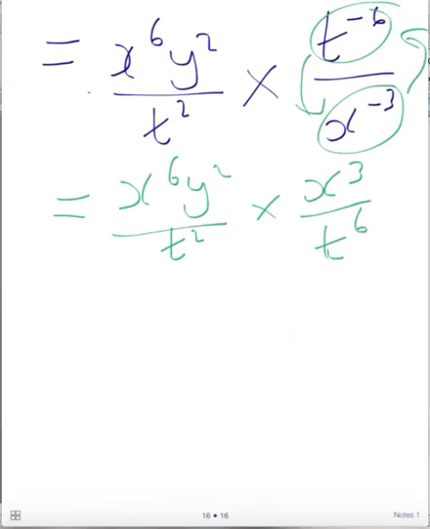I'll just make more room. And now you know what to do. First step, simplify before we multiply. Unfortunately, there's nothing we can simplify from top and bottom that I can see. So I'm going to now multiply this out. So we'll start with my x's, so x to the power of 6 times x to the power of 3. Or if you wanted to, what you can do is write your bases. So I've got an x on top and a y and a t on the bottom, if that helps. Write your bases first. And then the powers: x, 6 plus 3 is 9, y squared is the same, and t, 2 plus 6 is 8.